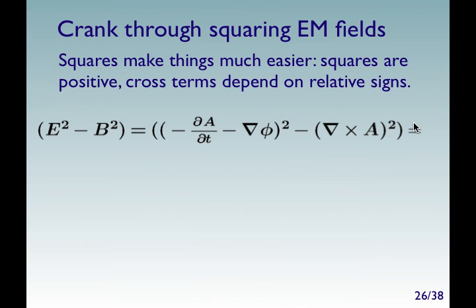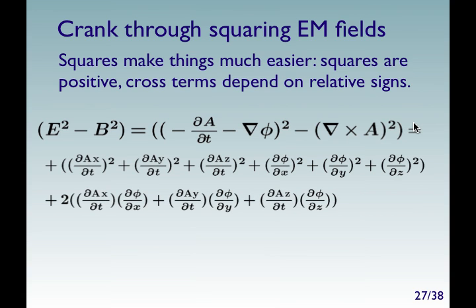Okay? So let us go ahead and square the E squared part, so that would be the minus dA dt and minus del phi. And you go, okay, so I've got 3 dA dt's, I've got 3 del phi's. I'm going to have the squares of each one of those, and that's that first line. And since they're squares, everybody's positive. Okay? And so that's not a hard collection of 6 to come up with.